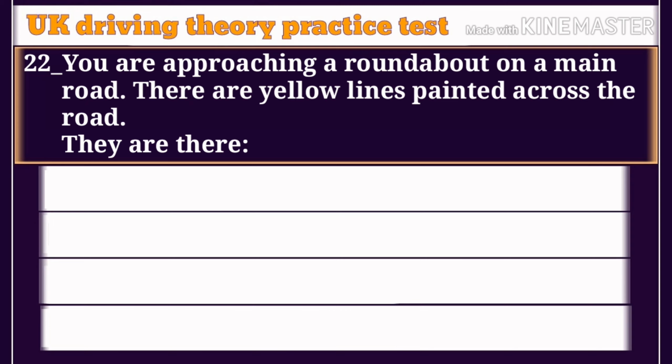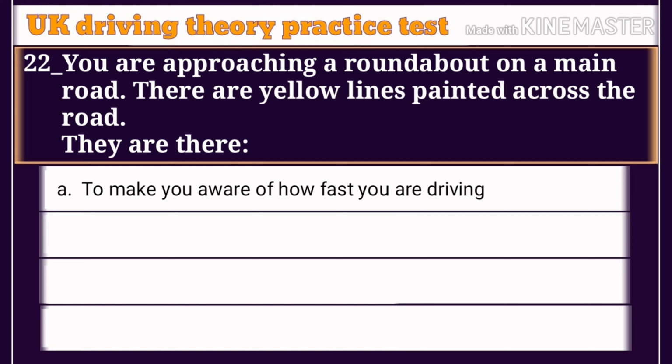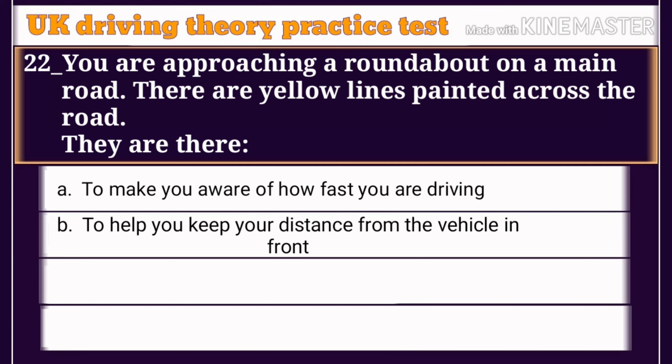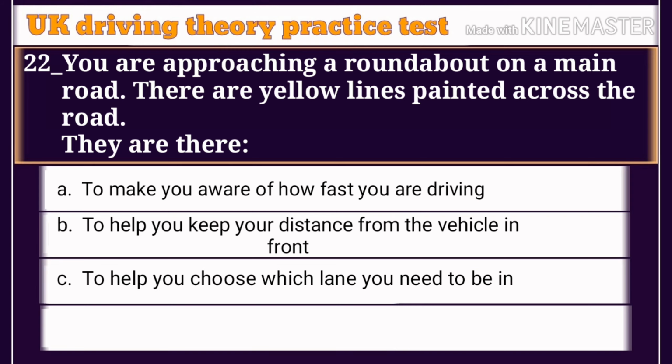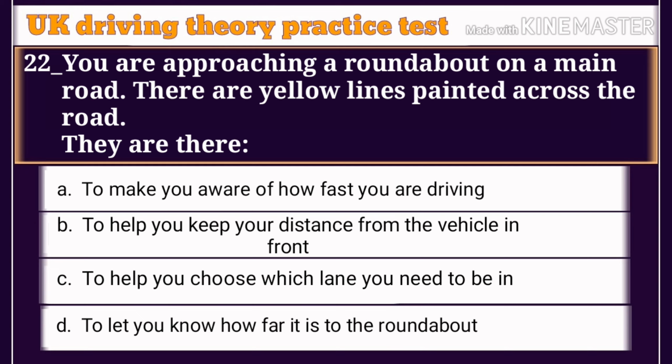Question 22. You are approaching a roundabout on a main road. There are yellow lines painted across the road. They are there A. To make you aware of how fast you are driving. B. To help you keep your distance from the vehicle in front. C. To help you choose which lane you need to be in. D. To let you know how far it is to the roundabout. The correct answer is A. To make you aware of how fast you are driving.